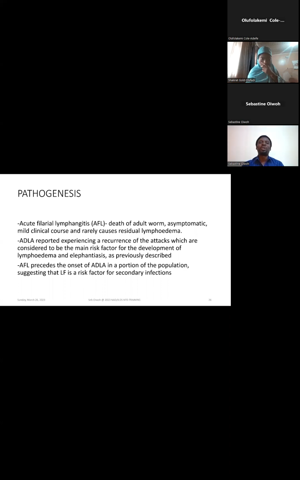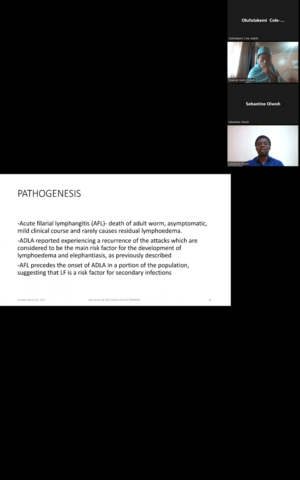acute dermatolymphadenitis. And of course, other features that they may also present with are acute filarial lymphangitis, the dead adult worm leading to mild clinical symptoms, and rarely causing lymphedema. Of course, at this stage, even if there is lymphedema, we're going to have lymphedema stage 0. ADLE, like I've mentioned, shows recurrence of attacks, which are considered to be the main risk factor for development of lymphedema and elephantiasis.